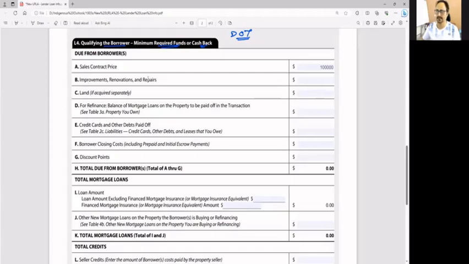Now improvement, renovation and repair. There is a possibility that as a borrower, I'm going to purchase a property for 100,000, but some improvement or repair or renovation is also required. So I'm telling, okay, you pay me 100,000, right, for the property, and 10,000 you need to spend on the renovation. Means you need to repaint the home or you need to repair something. So the total amount is going to become 110,000 for the borrower. The property he is going to purchase for 100,000, but the borrower is saying that it is not for 100,000.